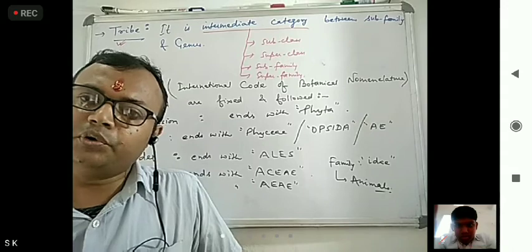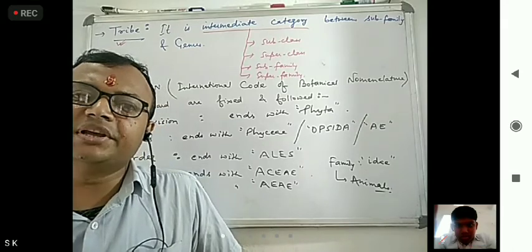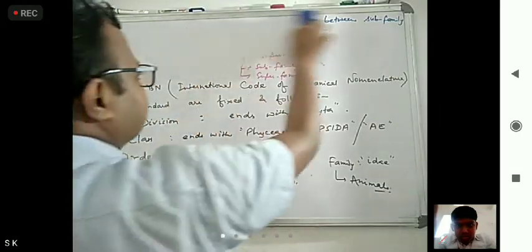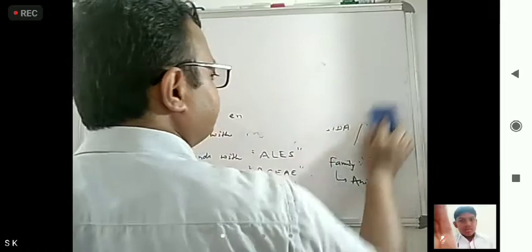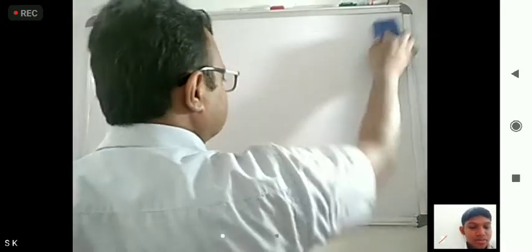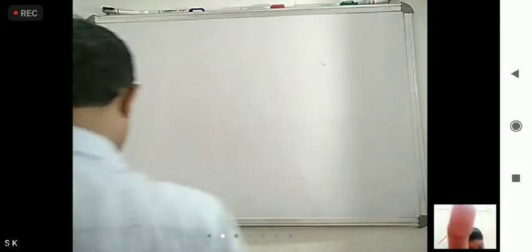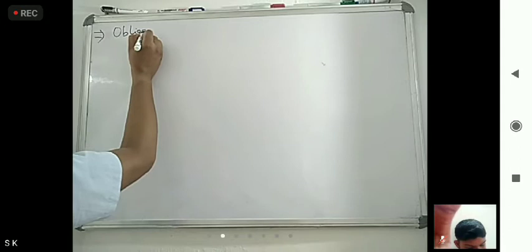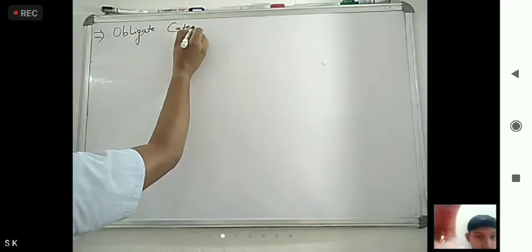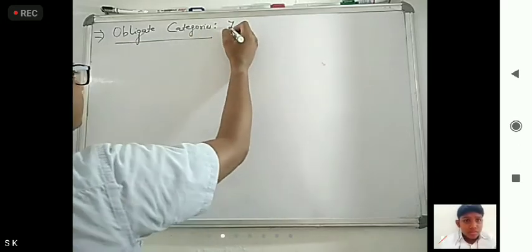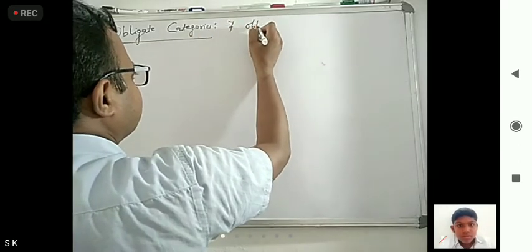So this is ICBN, certain standards are fixed and generally followed when nomenclature is being employed. Now come to the obligate categories. We will discuss the seven obligate categories here, and we already know how many there are: seven obligate categories.